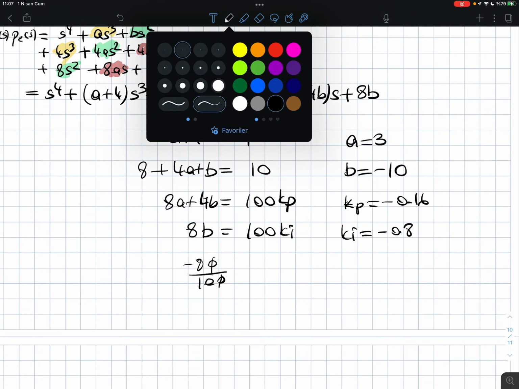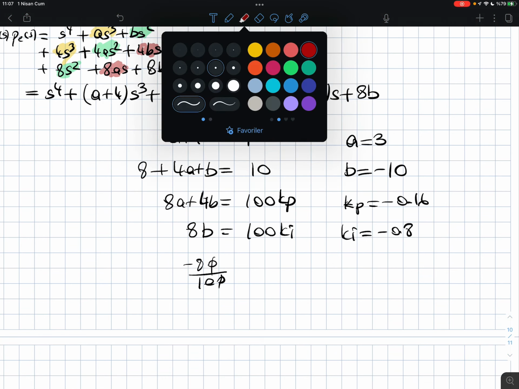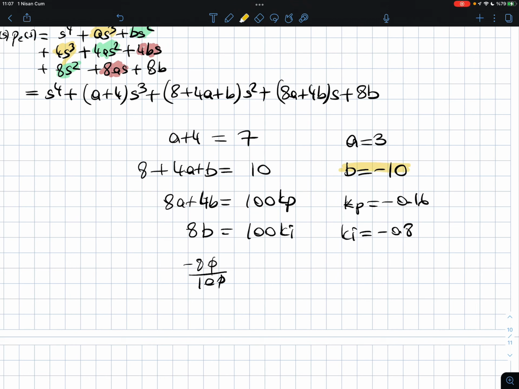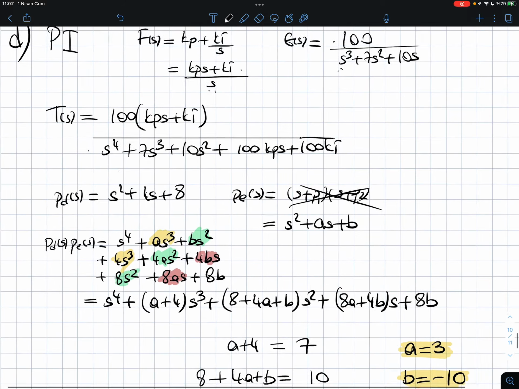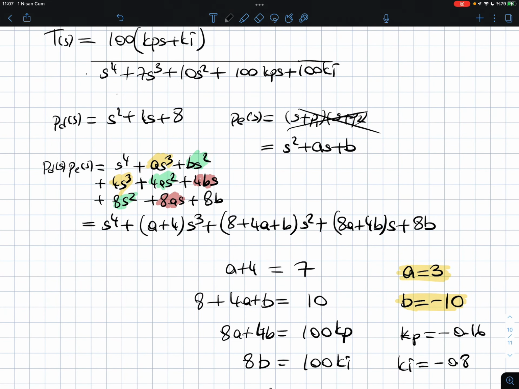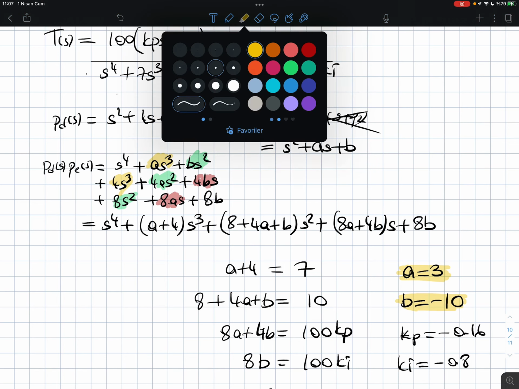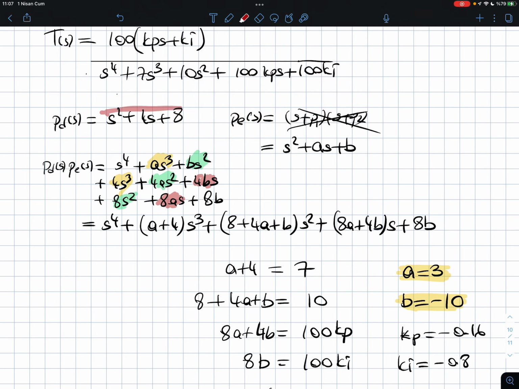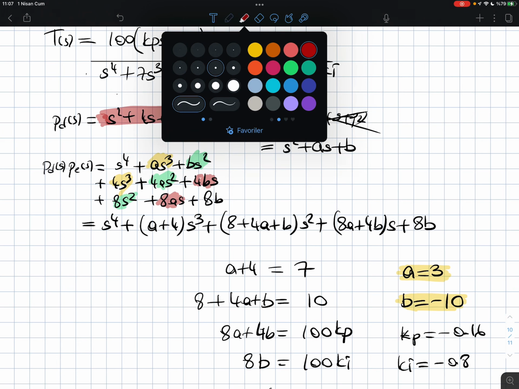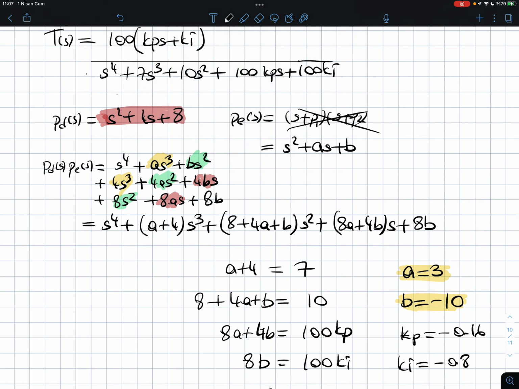So, why did I stop? Because of the fact that we have a negative 10 here. So A and B will determine the closed loop stability, because we already have this part here, which is the dominant pole polynomial, or which corresponds to the dominant poles.